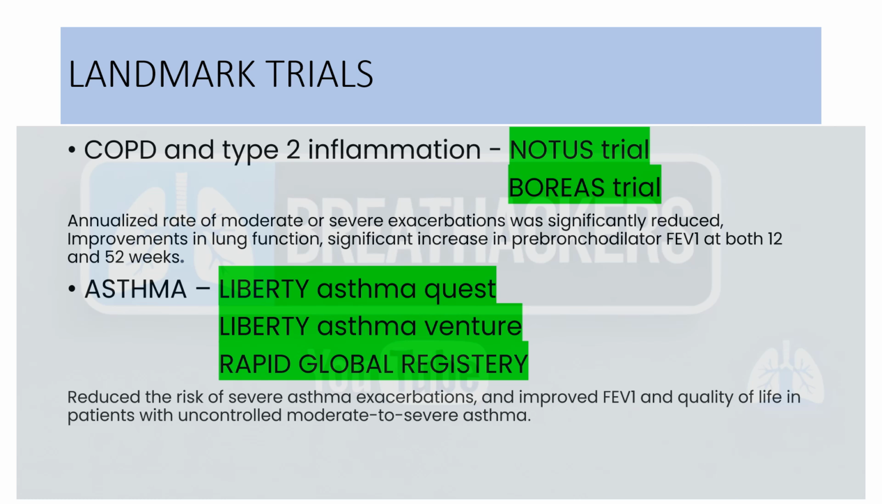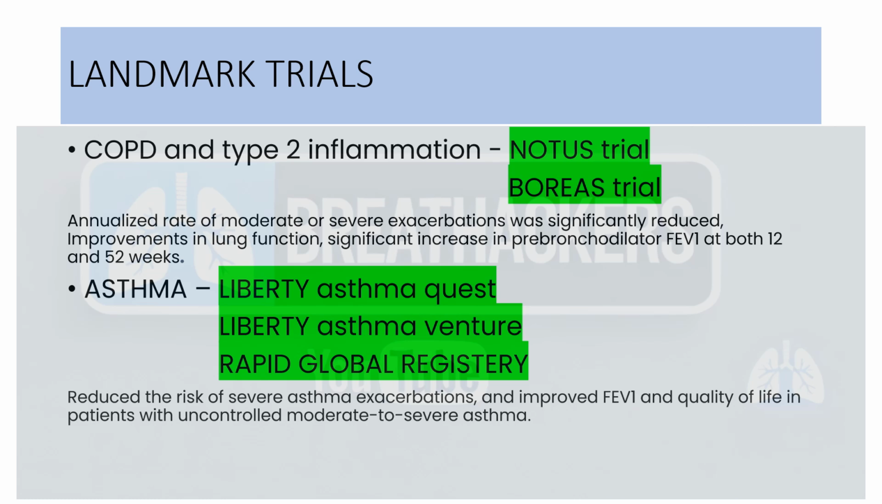Then coming down to the trials. So for COPD, the endotype type 2 inflammation, the landmark trials are NOTUS and BOREAS trial. And in both the trials, annualized rate of moderate or severe exacerbation was significantly reduced. There was improvement in the lung function, mainly in pre-bronchodilator FEV1, both at 12 and 52 weeks.